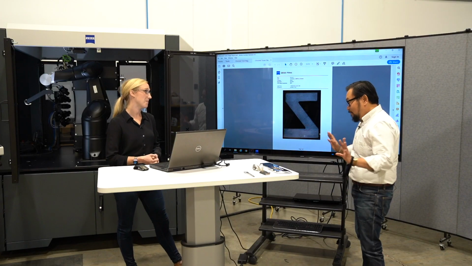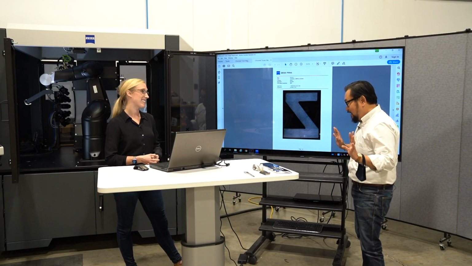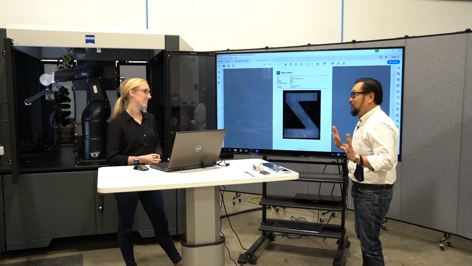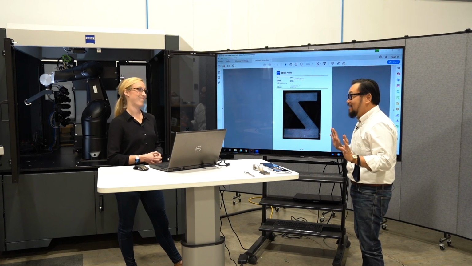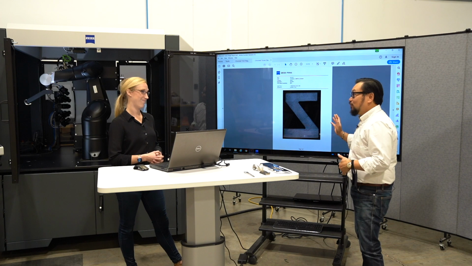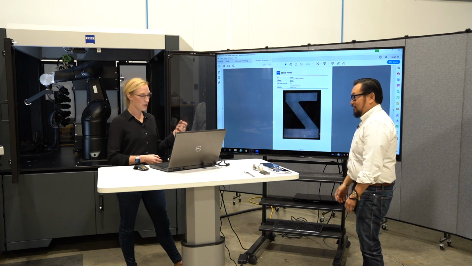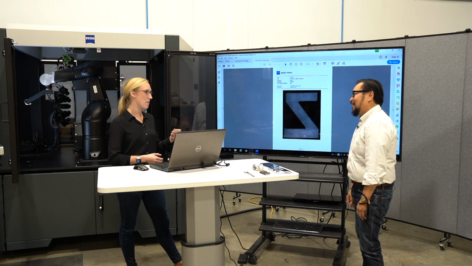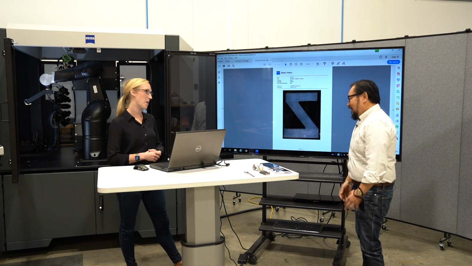That is mind-blowing, because if I recall correctly, we take hundreds of images per minute, right? So we're doing this analysis. And this is all going in real time as our parts are going through. It takes no time at all.